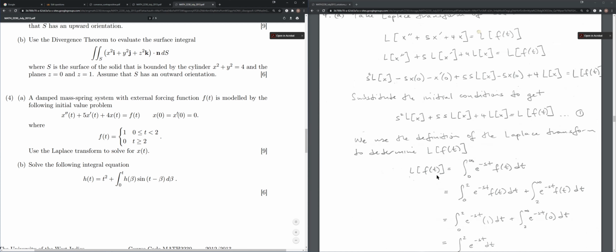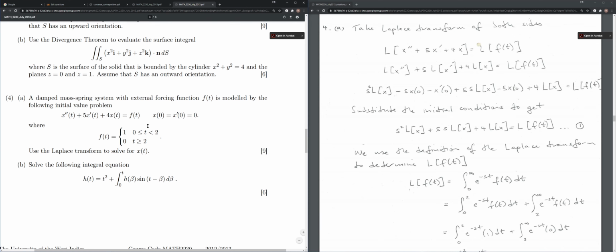Now, as compared to the previous example that we looked at, this function over here is not going to come directly from a table, because this is a piecewise defined function. To get the Laplace transform of a piecewise defined function, we're going to use the definition of the Laplace transform.